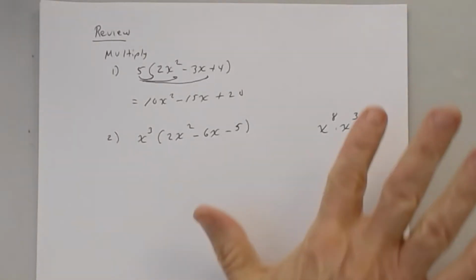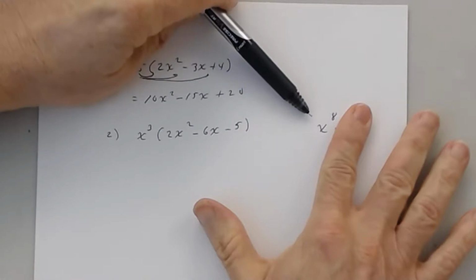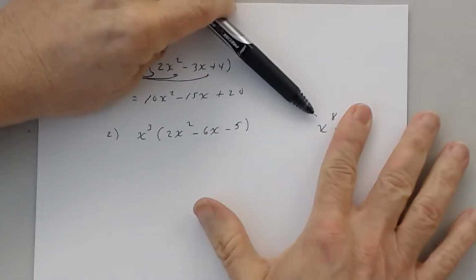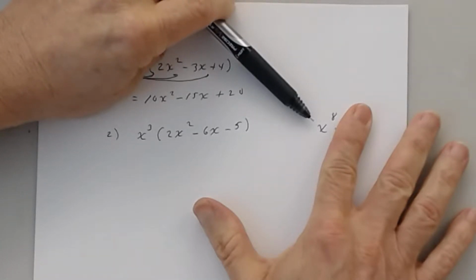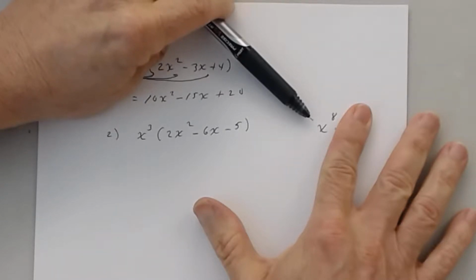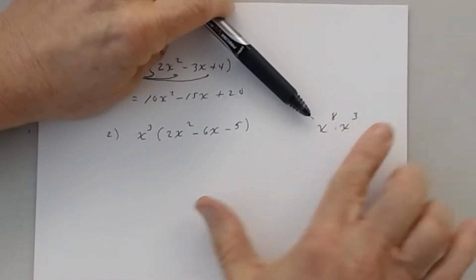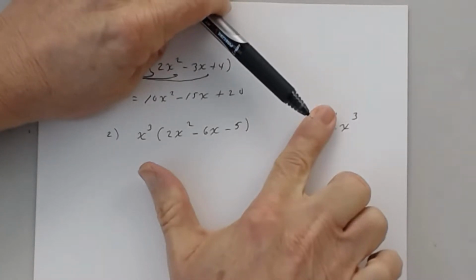Let's talk about x to the eighth right now. The eight, it's obvious that's the exponent, correct? What is that x called? Yeah, it's a variable, but we have a name for it. It's the base. Very good. The base. The x is the base. So when I look at x cubed, 3 is the exponent, x is the base.